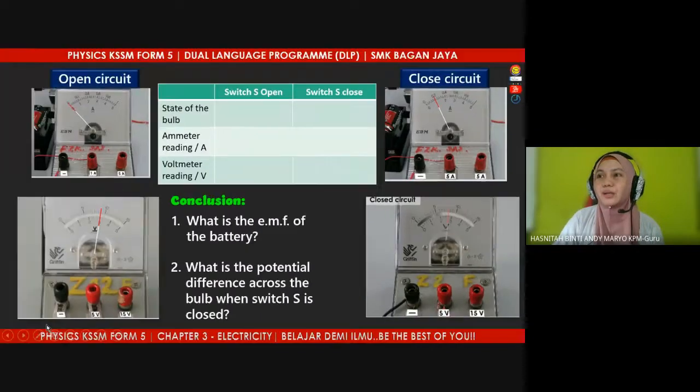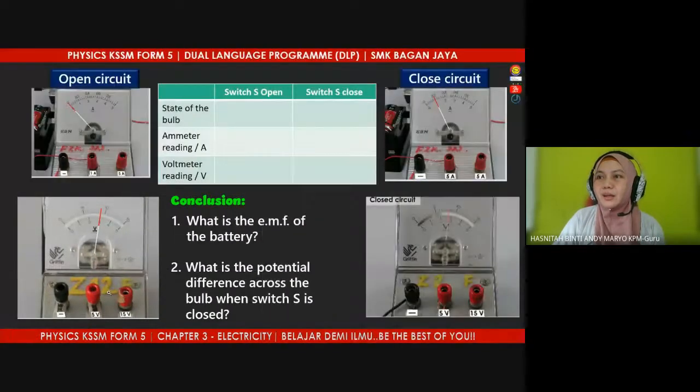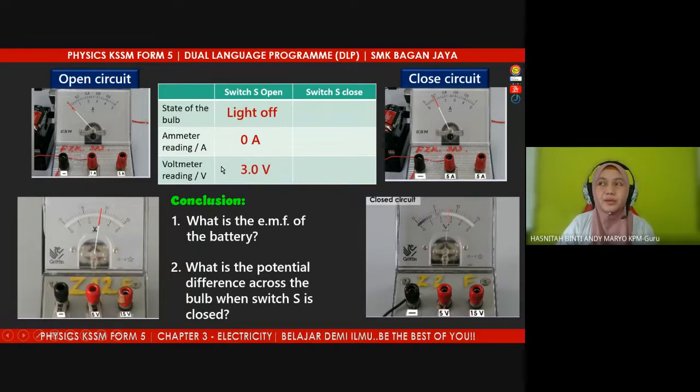This is an example of the result for this study. State of the bulb when the switch is open: you can write the bulb is off. Meanwhile, the reading of the ammeter is 0 ampere and the voltmeter reading is 3 volt. This is the condition when switch S is open for the state of the bulb, ammeter reading and voltmeter reading.